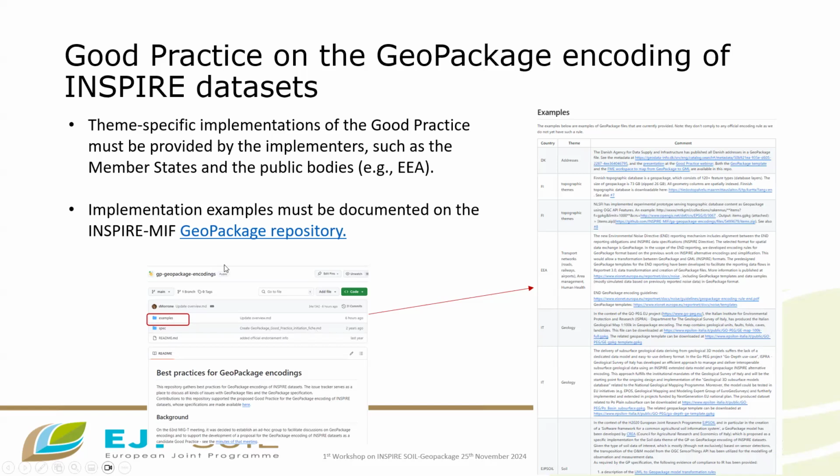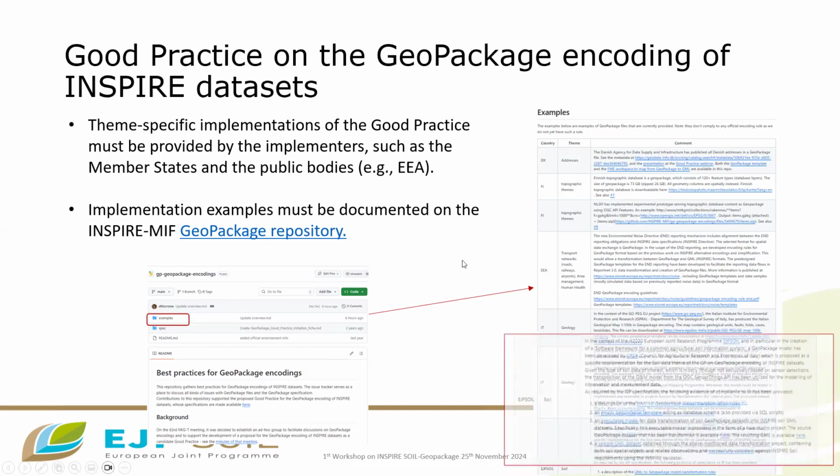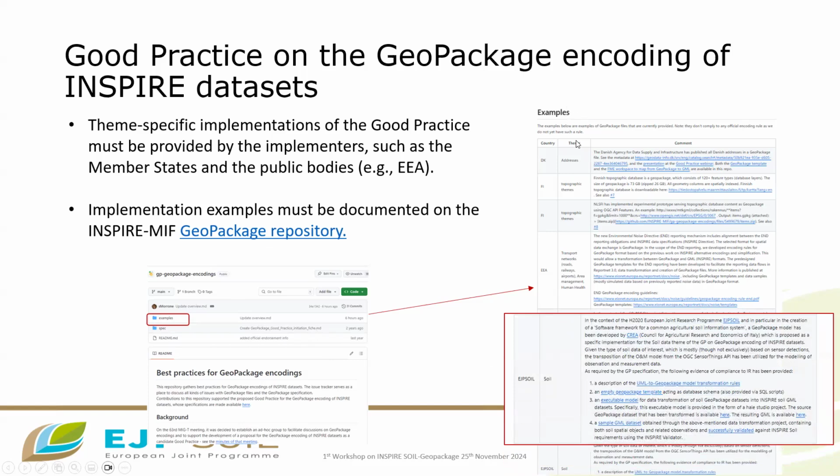So you can see in the screenshot, this is the repository, and the repository contains an example folder. Again, these are the examples listed by country and the data theme addressed, and there is one row for EJP SOIL and the related good practice for the GeoPackage encoding of soil datasets.